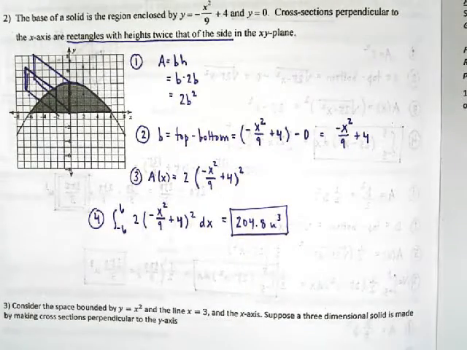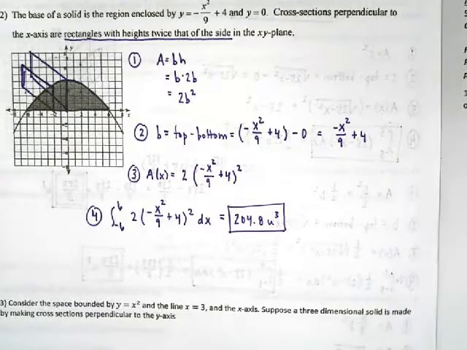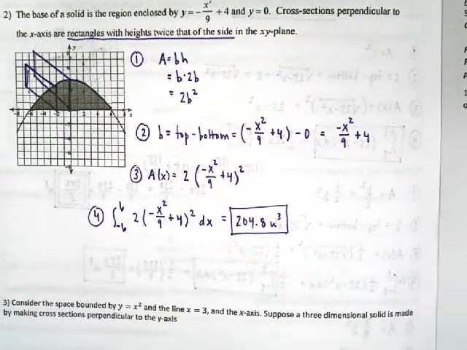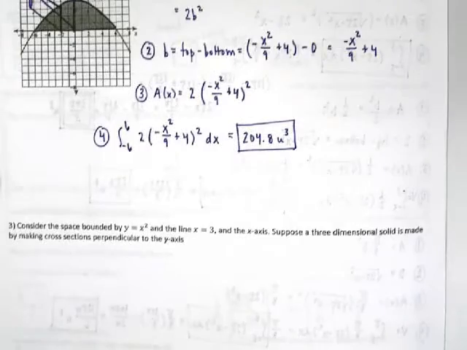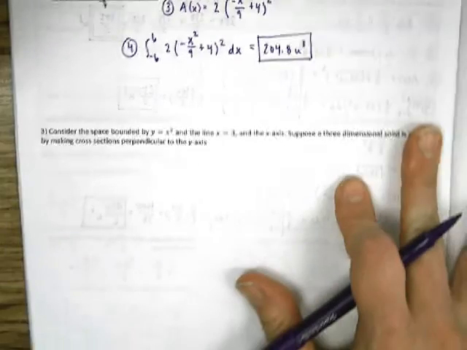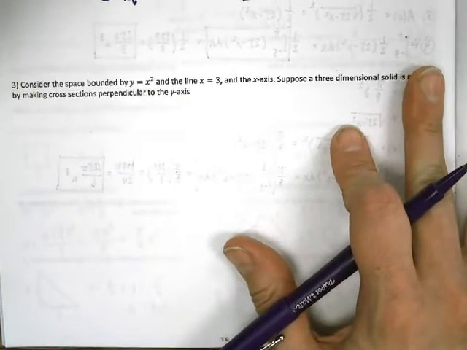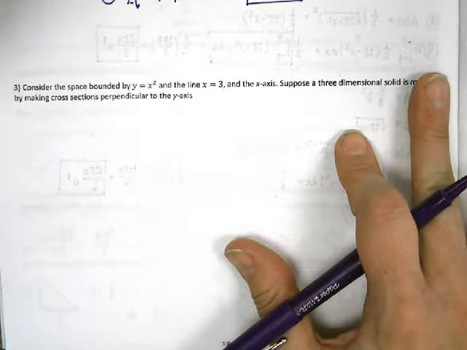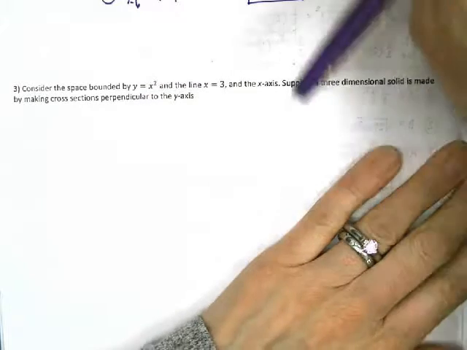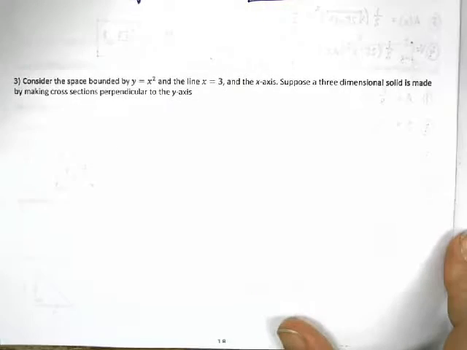All right, we're going to go through one more so we can see what it would look like to do cross sections perpendicular to the y-axis now. And this will be the last one that we do, so thank you for hanging in here with me. So let's see, they didn't give us the region, but they're describing it here. So let's see what this is going to look like.